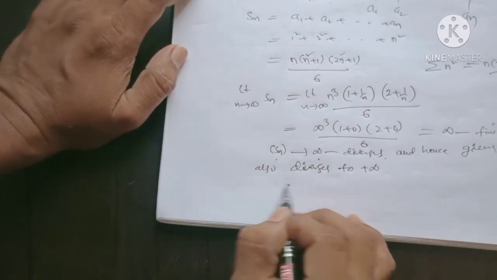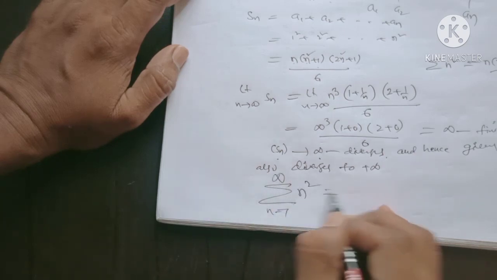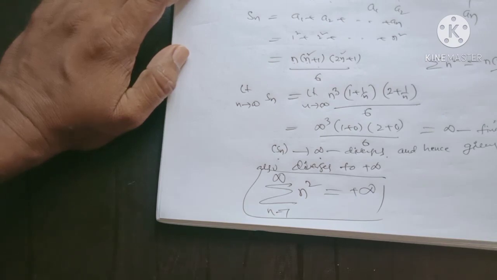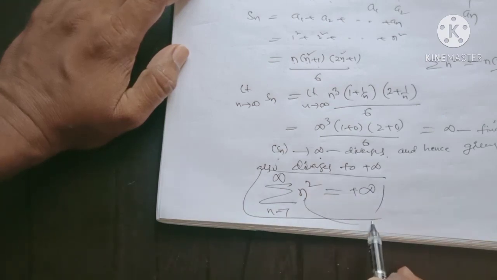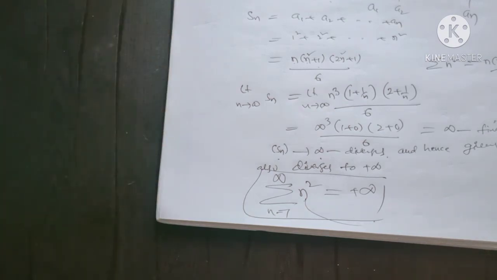Therefore the summation of n is equal to 1 to infinity n square can be written as plus infinity. The sum of these terms is equal to plus infinity. The given series diverges because the sequence of partial sums of the given series diverges. The original series also diverges.